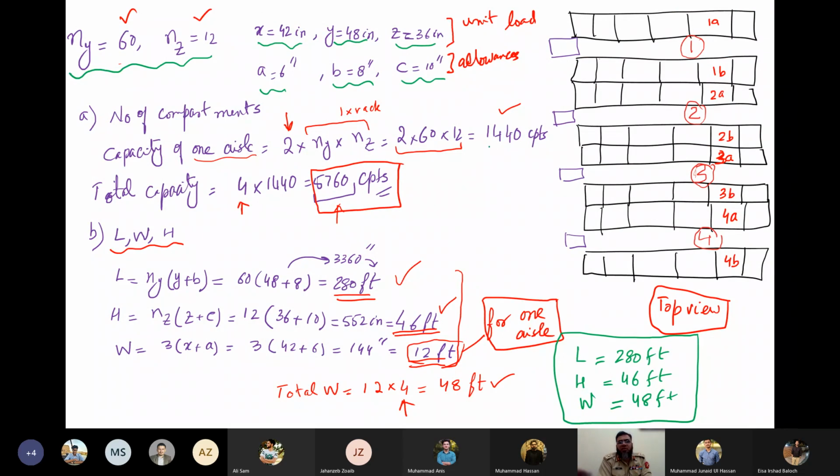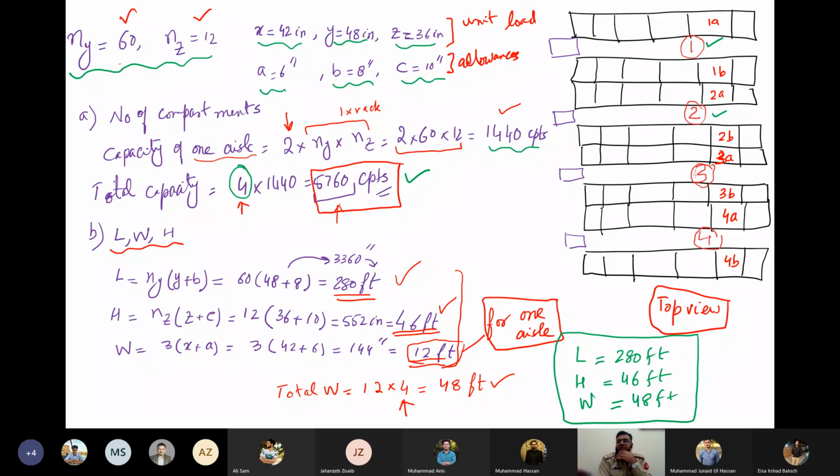सो ये 40 कंपार्टमेंट्स आ गए. एंड सिंस वी हैव 4 आइल सिस्टम, याद रखिएगा, so we multiply it by 4 and we have 5760 compartments. और ये देखिए, ये 4 आइल सिस्टम आपको नजर कैसे आएगा. ये देखिए, this is aisle number 1. तो इसके एक तरफ कंपार्टमेंट्स आ गए, दूसरी तरफ कंपार्टमेंट्स आ गए. और ये देखिए, ये दोनों कंपार्टमेंट्स बैक टू बैक जुड़े हुए हैं एक दूसरे से. लेकिन इस वाले कंपार्टमेंट को आइल नंबर 2 से आपको एक्सेस मिलेगी.